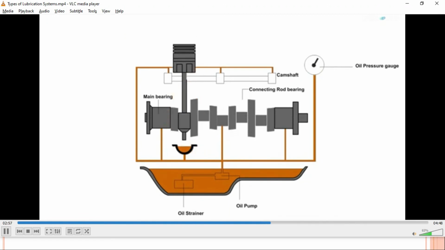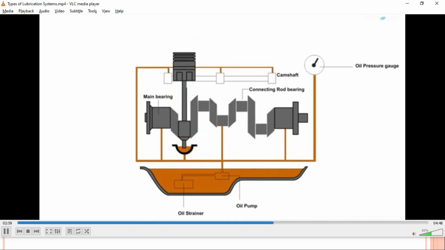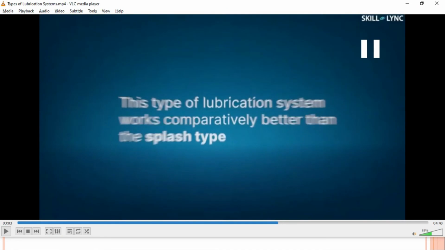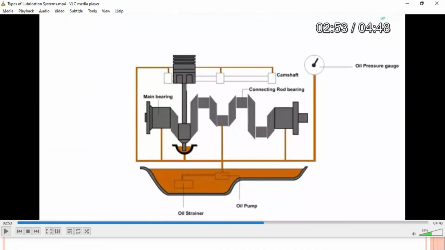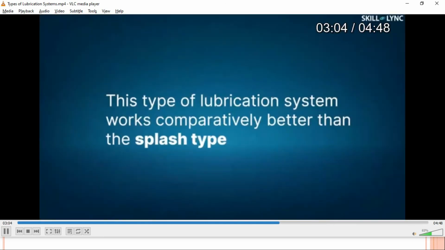This system also has an oil pressure gauge which indicates whether the oil supply is sufficient or not. So as can be seen from the diagram, oil is being provided through these oil passages to the main bearings, whereas the other parts, let's say the big end bearing and the small end bearing and the piston and the cylinder, are being lubricated by the splashing. This system works comparatively better than the splash type.